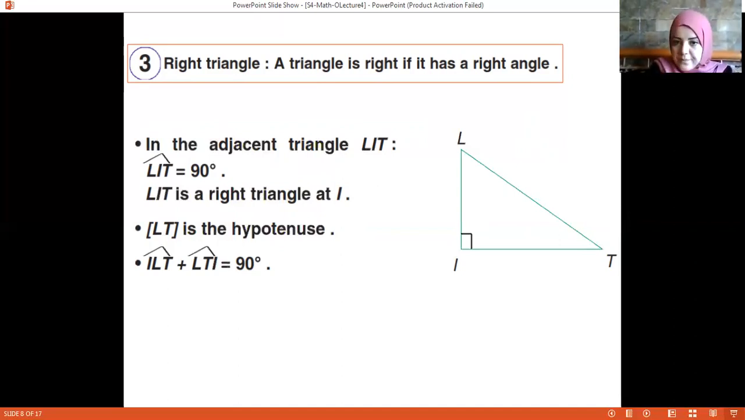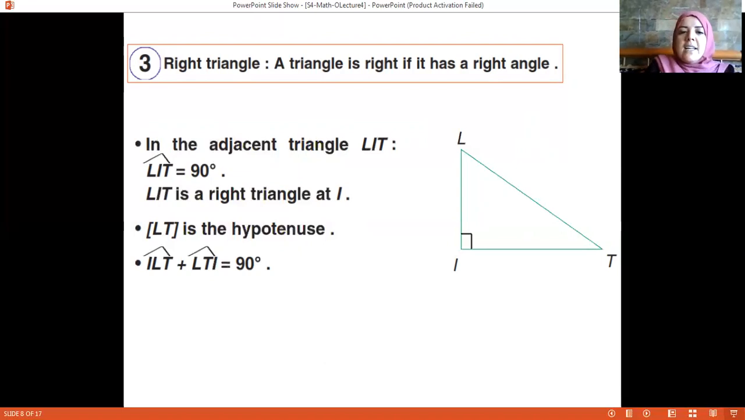So let us take another example. Suppose I told you that EFG is a right triangle at G. Means G is 90 and EF is the hypotenuse. Okay, because it's the side opposite to the 90 degree. So the three particular triangles are isosceles, equilateral, and right triangle.